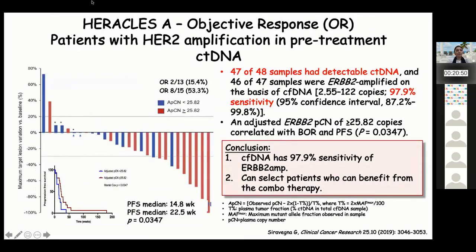Now, this comes from the HERACLES-A study, which looked at using pertuzumab and trastuzumab in those HER2 amplified patients. And here, just as a snapshot view, looking at tissue versus plasma-based HER2 amplification detection. And you can see when you are trying to determine HER2 amplification using cell-free DNA, you have a 97.9% sensitivity in terms of detecting HER2 amplification in this population. And this can be used to select patients who can in fact benefit from the combo therapy, where we know we have a very high response rate in these patients, nearing almost 53%.